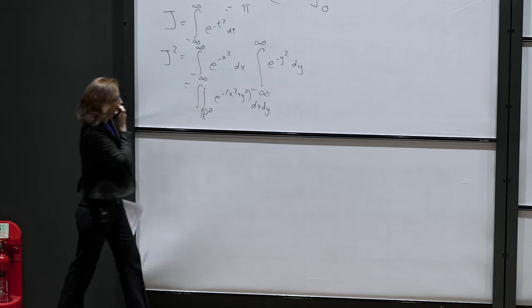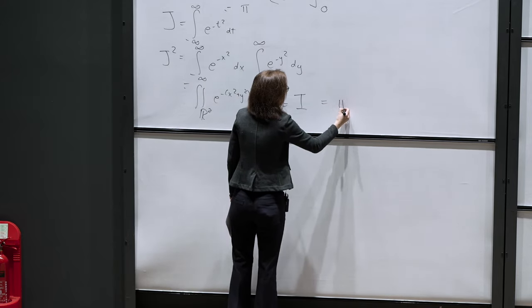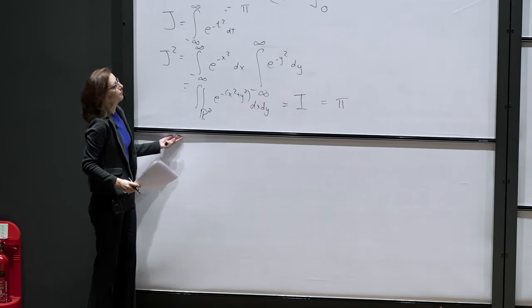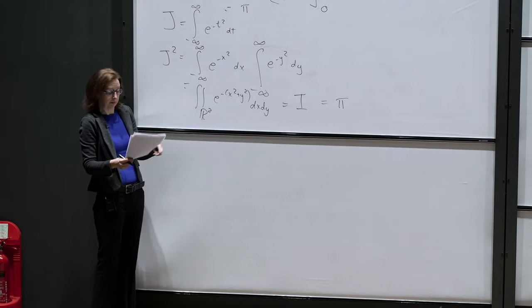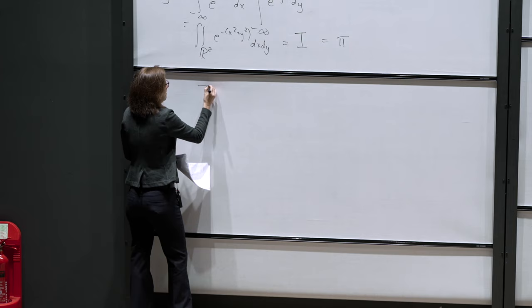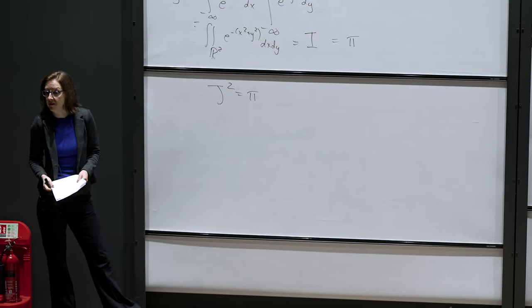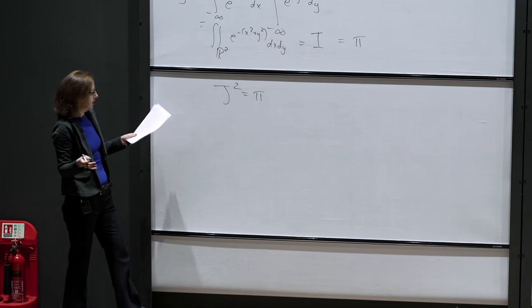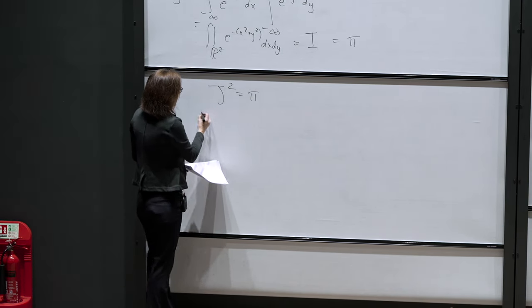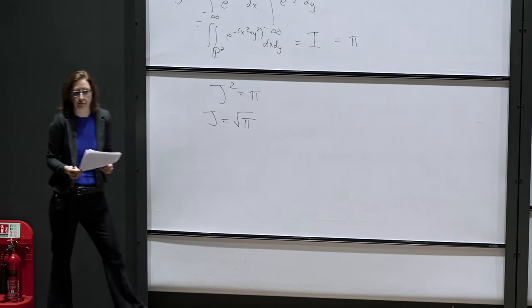And we've just computed that. This is just the I that we got, which was pi. So J squared is equal to pi. And we know that we want J to be positive because the integrand's positive and we're integrating something positive over the entire domain, so it has to be positive. And so we have that J is equal to root pi, as required.